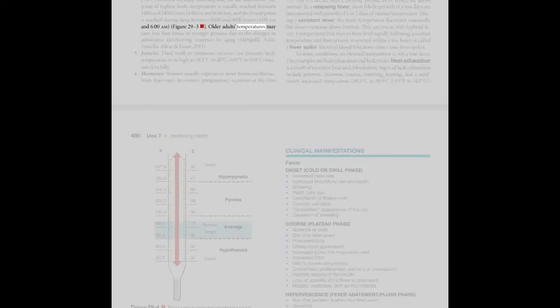Older adults' temperatures may vary less than those of younger persons due to the changes in autonomic functioning common in aging. Marigold, Arias, Vassallo, Allen, and Kwan, 2011. 3. Exercise. Hard work or strenuous exercise can increase body temperature to as high as 38.3 degrees Celsius to 40 degrees Celsius, 101 degrees Fahrenheit to 104 degrees Fahrenheit, measured rectally.